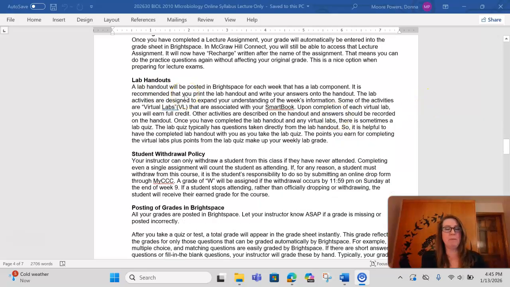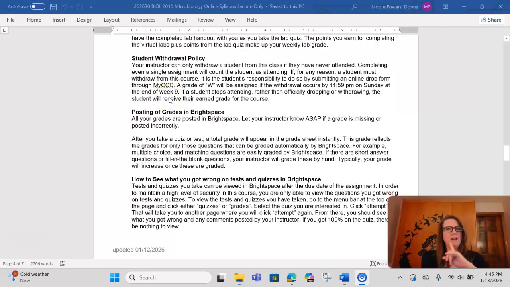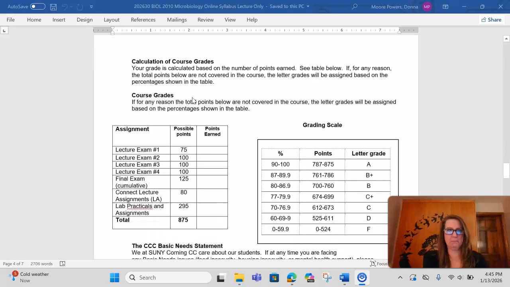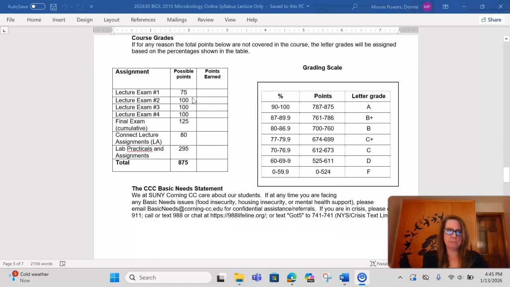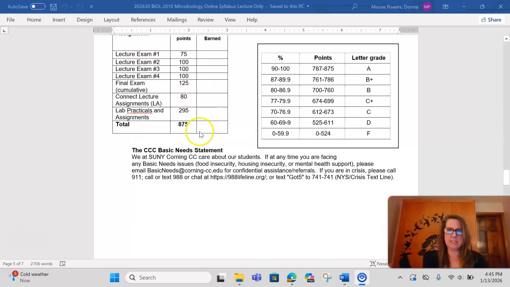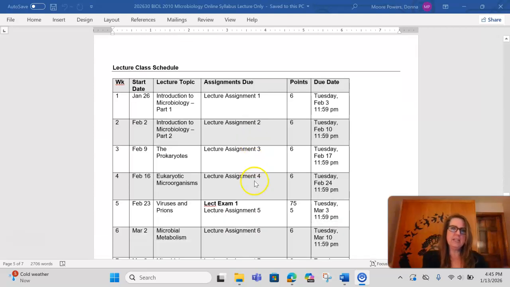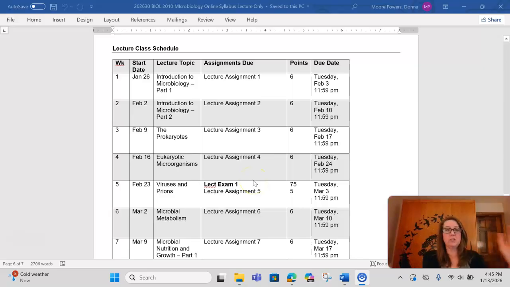You will also have lab handouts for the online students. They will be separate each week, your lab handout, and it's also a place to put your notes. And for my face-to-face students, you're going to have the entire electronic lab manual, which are your lab handouts. These things can be found in your Brightspace lab course. Okay, here are the points: 875 points, and how your letter grade is going to correspond to your number of points at the end. And then here is the actual chronological syllabus.